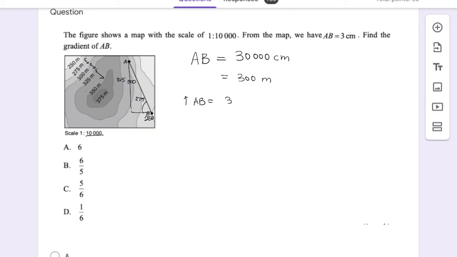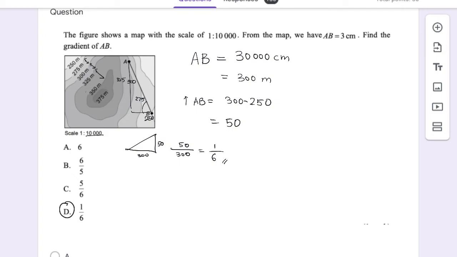That is why you have 300 minus 250, which will give you 50. So for the gradients, the gradients actually equals to which two? If I draw it like this, then you will understand. This is 50, this is 300. So you have 50 over 300, which will give you 1 over 6. So the answer will be D.